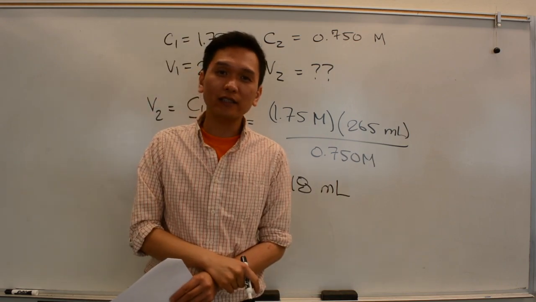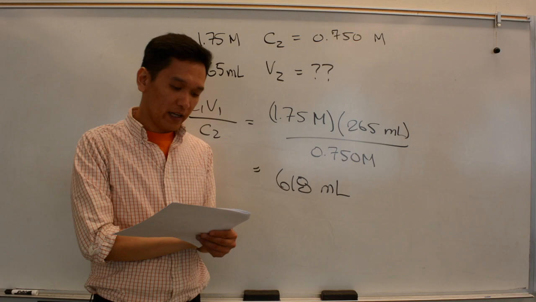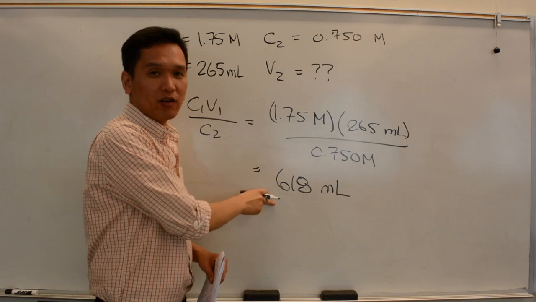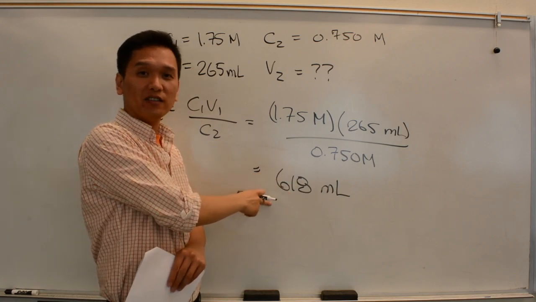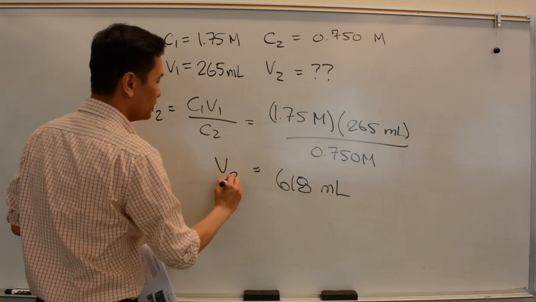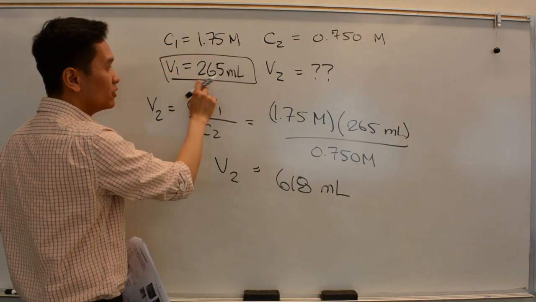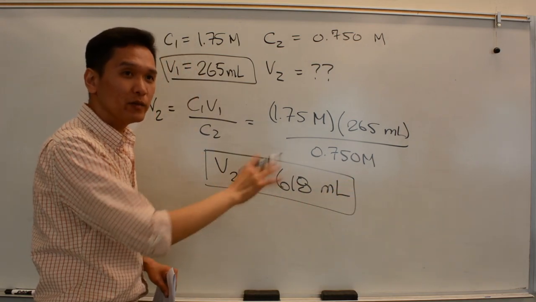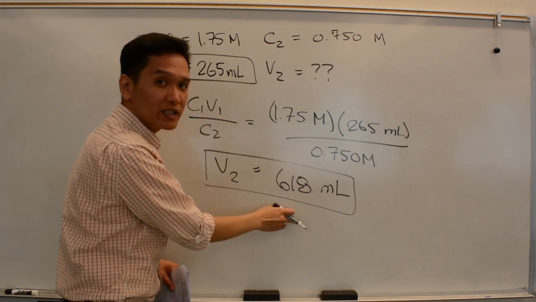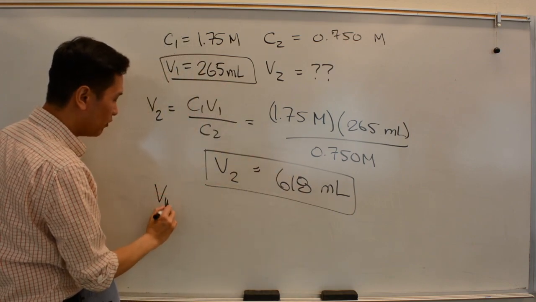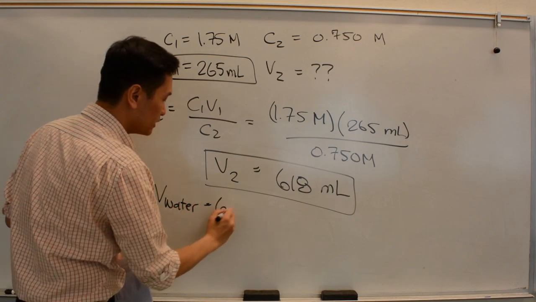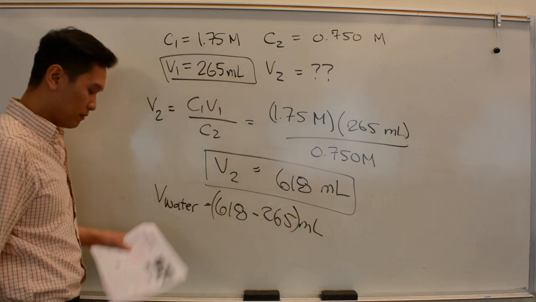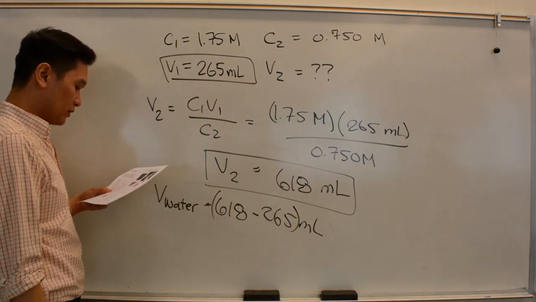But is that the final answer? No, right? The question asks how many milliliters of water must be added. This is not the volume of water. This is the final volume, V2. We know our initial volume is 265 and our final volume must be 618. So how much water must we add to go from 265 to 618? So V of water is equal to 618 minus 265 in ml. That comes out to be 353.